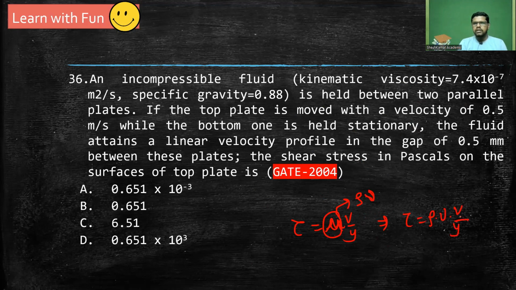That's it. So how to find out the rho? The specific gravity is given, 0.88. Just multiply it by 1000, you will get the value of density. Now the value of nu, it is in meter square per second, already in SI unit. So just put all the values, and you will get the value 0.651.